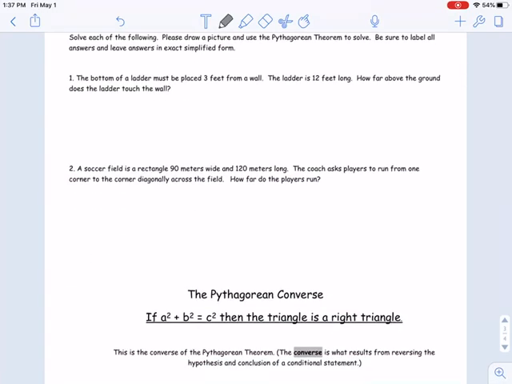Alright. We got some word problems. Let's knock out these 2 word problems and we'll do the converse of the Pythagorean theorem in the next video.